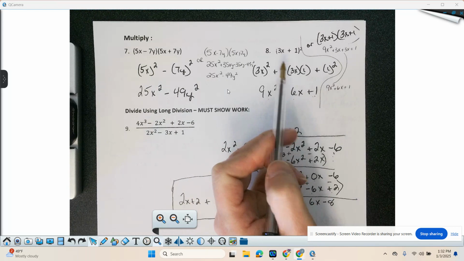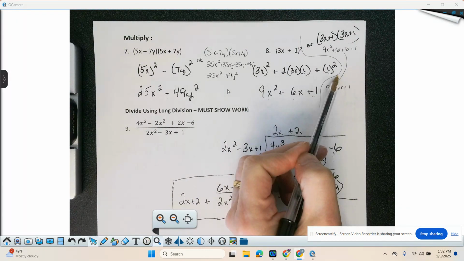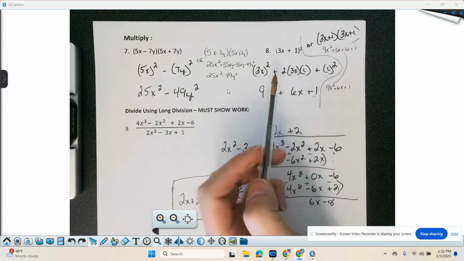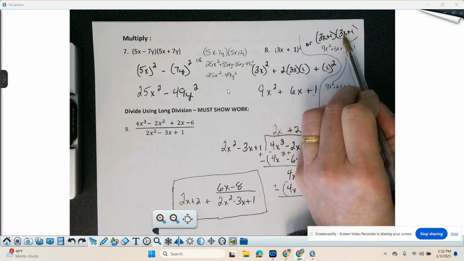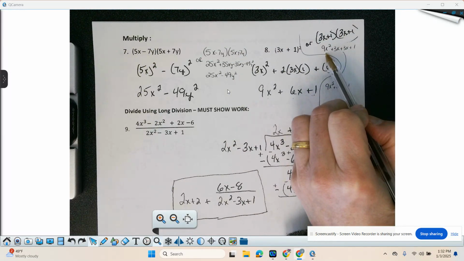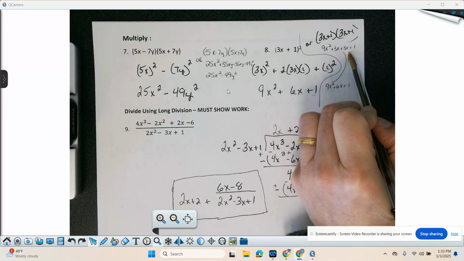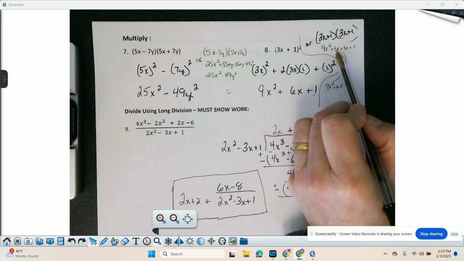So there's a pattern where you can square the first part, square the last part, and then you actually are going to double the product inside. So that's this pattern here. Or just multiply. 3x times 3x is 9x squared. 3x times 1 is 3x. 1 times 3x is 3x. And 1 times 1 is 1. So combining these, that's where the 6x comes from.